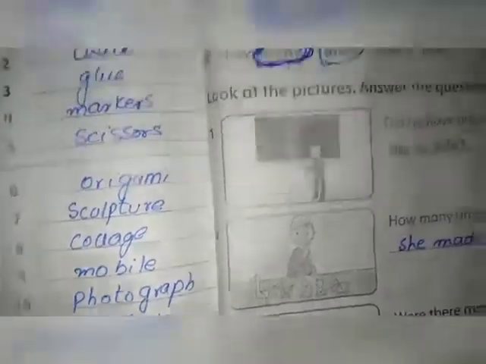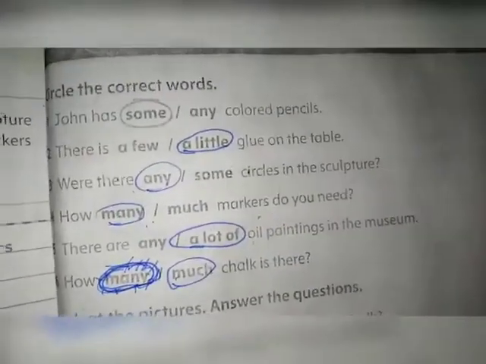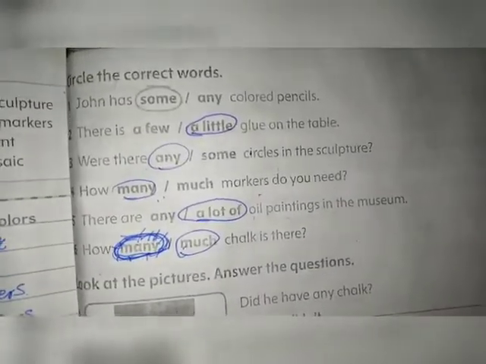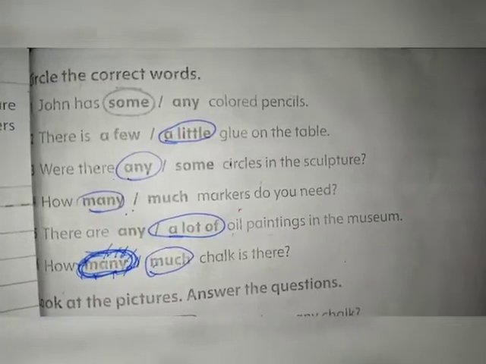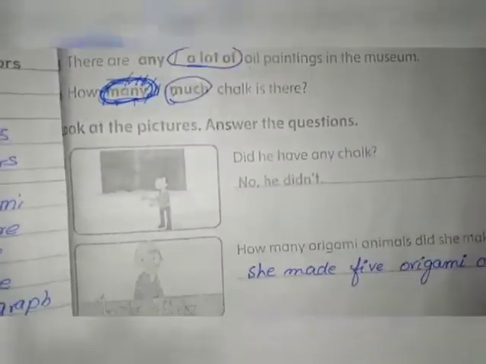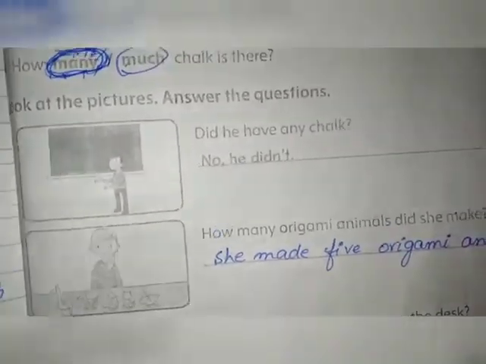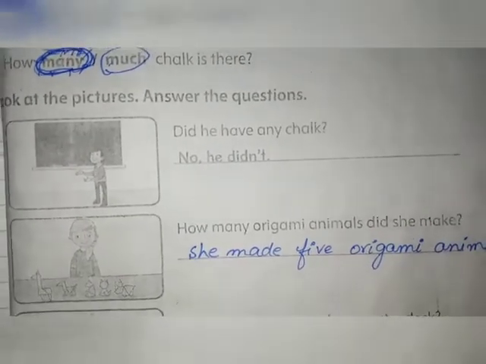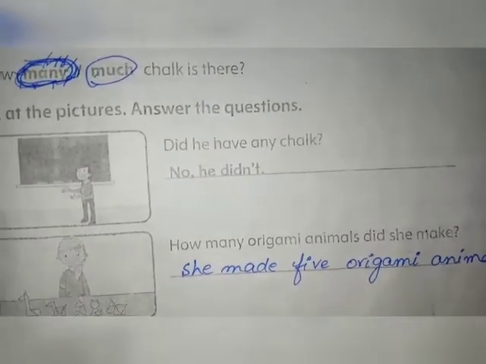The next page is page number 163. Here is an exercise of quantifiers. You have to circle the correct word. The next is look at the picture and answer the questions. Again, we have the pictures and you have to write the answers.